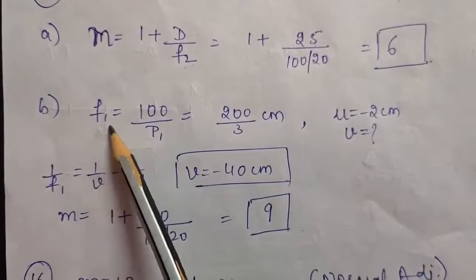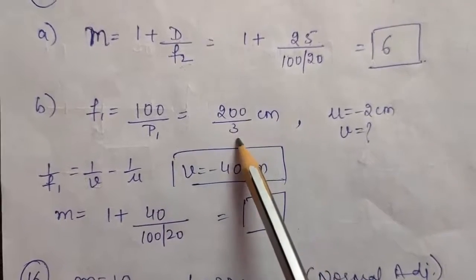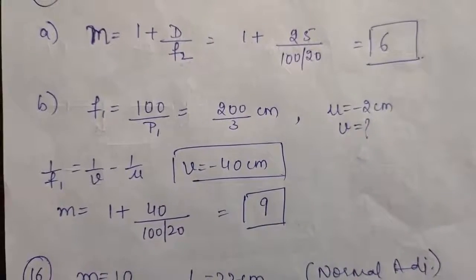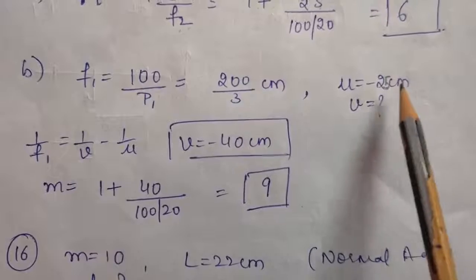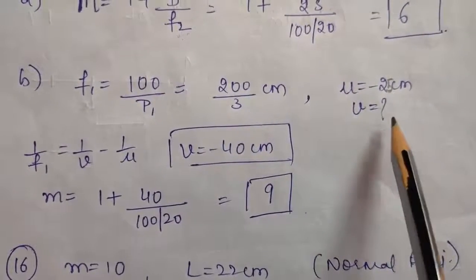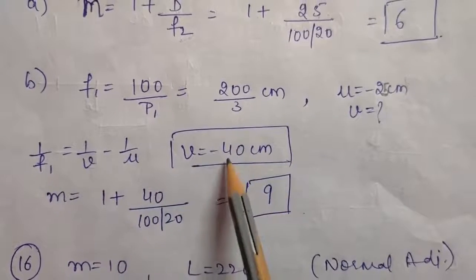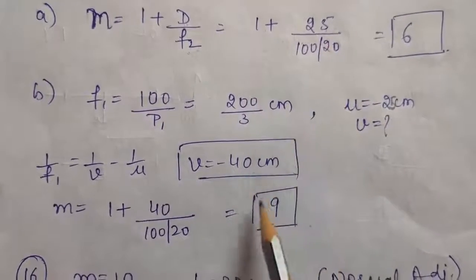So F1 will be 100 by P1 again. From that you will get F1 to be 200 by 3 centimeters. Now we will be taking v as minus 25 centimeter, because suppose the object is placed at the near point and we have to calculate V. So by using the lens formula, calculate V, that will come to be minus 40 centimeters. So instead of 25, now we will be taking 40.